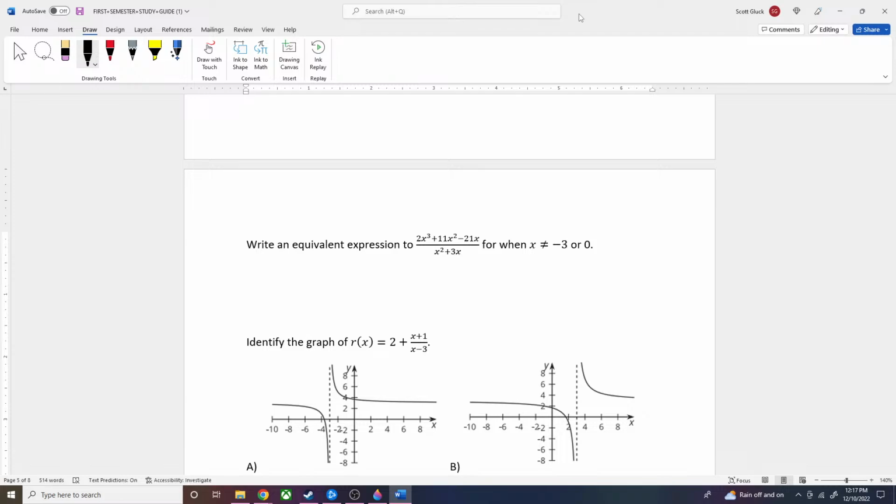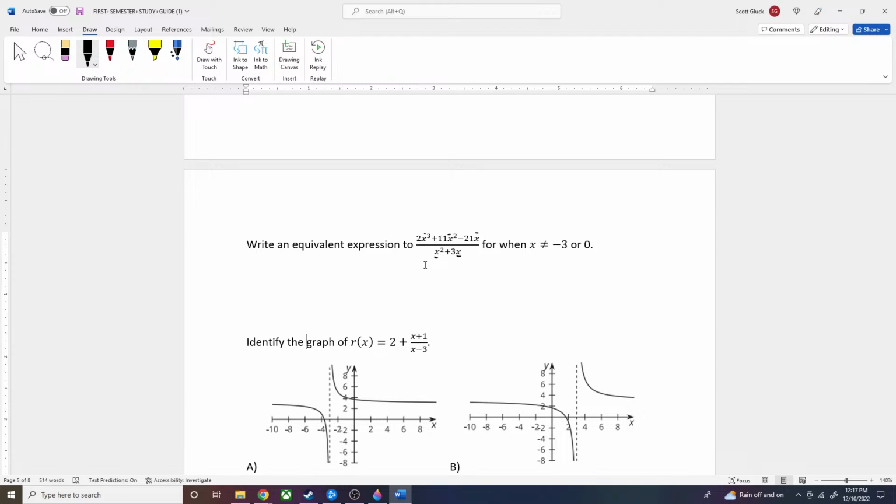Now, let's go ahead and write out this equivalent expression. So we've got this problem right here. Write an equivalent expression to 2x to the third plus 11x squared minus 21x, all divided by x squared plus 3x. Now, when I'm looking at this, the first thing that catches my eye is that every single term has an x on it.